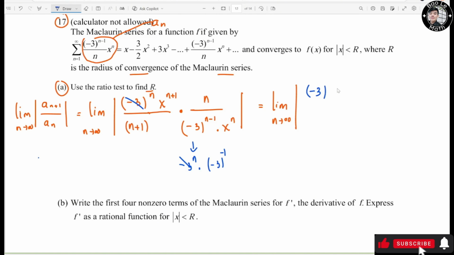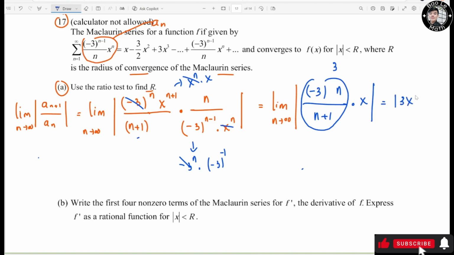And over n plus 1 right here. Now this guy right here can be written as s to the n times s. This guy cancels out, right? So I only have s left right here, right? So it's going to be the absolute value of 3s, right?